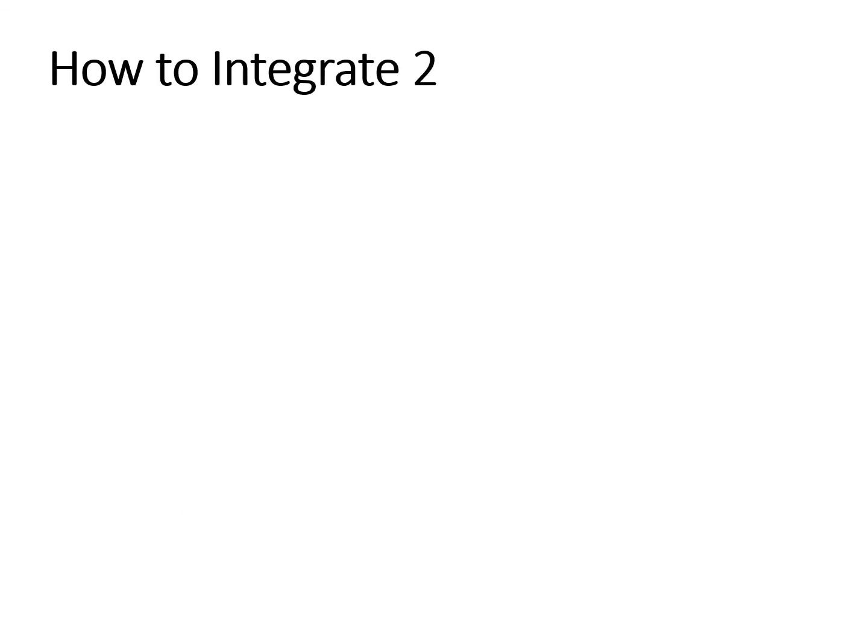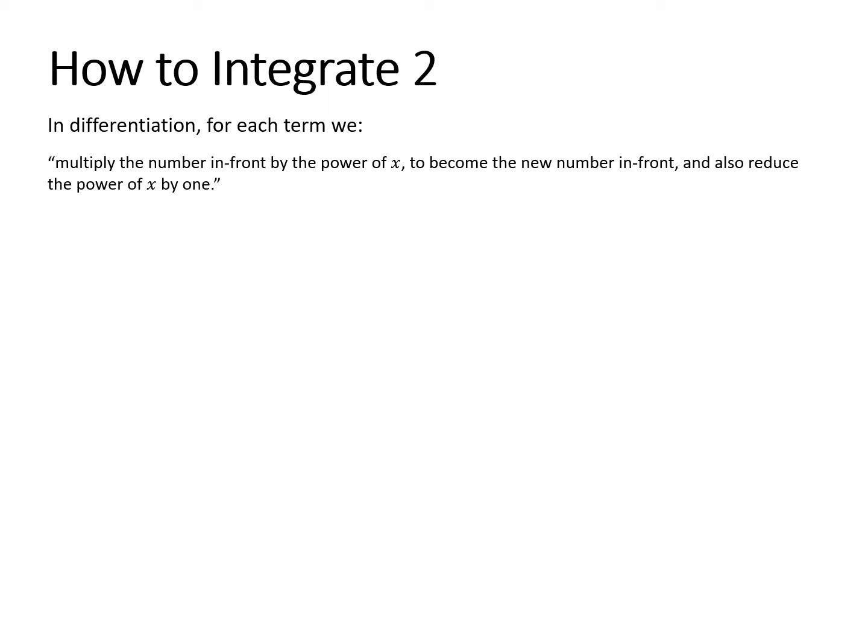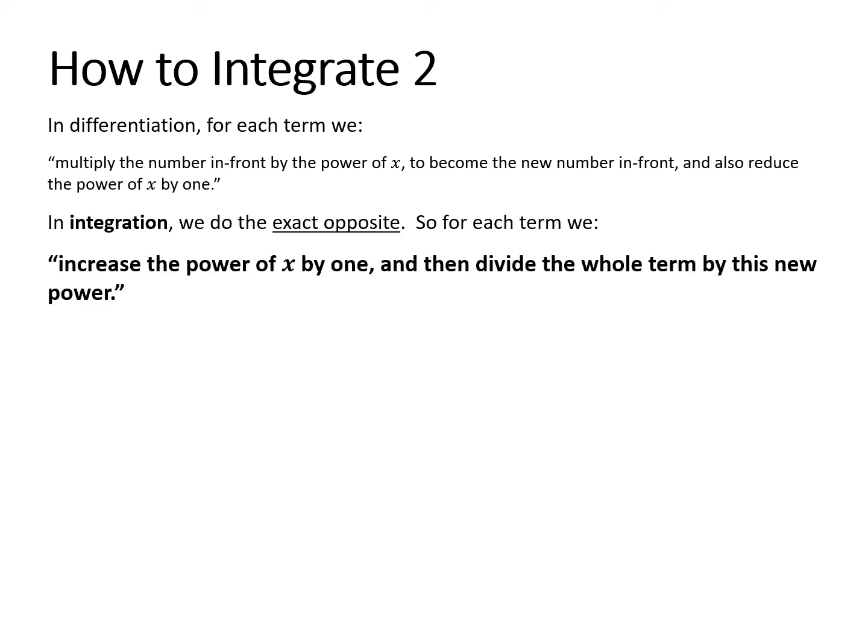So let's actually do some integration. In differentiation, we had to multiply the number in front by the power of x to become the new number in front, and then we had to reduce the power of x by 1. Well, integration is the exact reverse. So in integration, we increase the power of x by 1, and then we divide the whole term by this new power. Now that rule may not at first sight be exactly opposite to the first rule we had for differentiation, but if you try it, you'll see that it is actually the reverse operation.